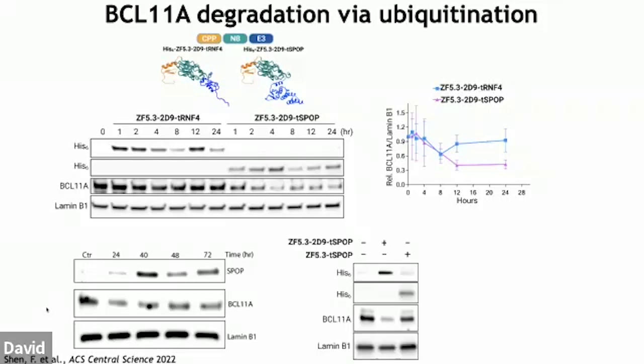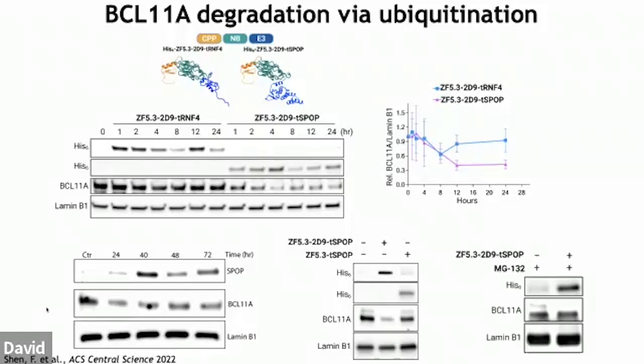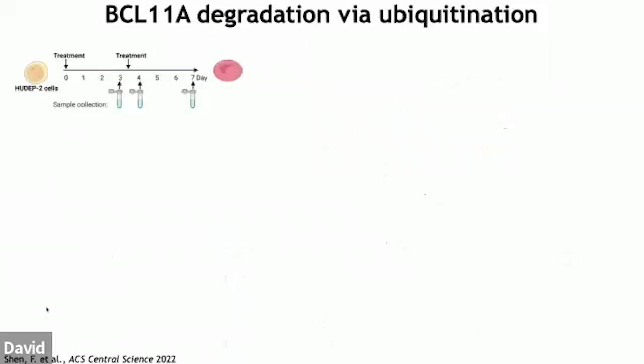We've done some key control experiments in which we omit the nanobody from the construct, and you see that leads to loss of the degradation. And when you inhibit the proteasome by adding this inhibitor, MG132, you see that there is no change in BCL11A levels. So this is all happening via proteasomal degradation. So we then looked at the resultant impact on fetal hemoglobin levels.